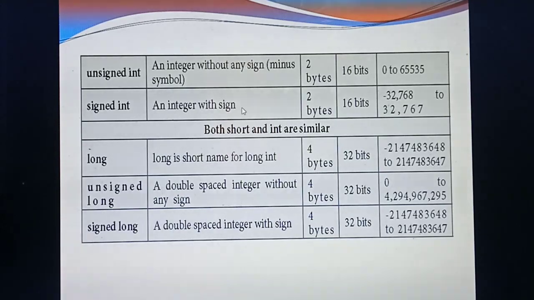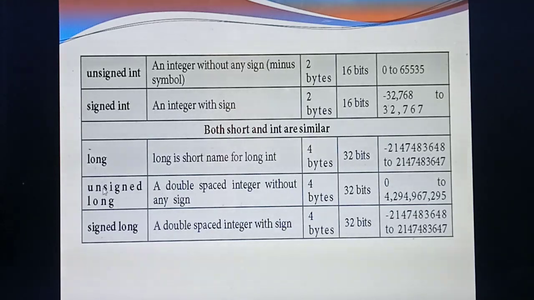Unsigned means an integer without sign, without minus sign. Signed means integer with the sign. Here also the storage capacity is how many bytes? 2 bytes. So both short and int are similar. Comparing other data types, both short and int are similar. This is an important question. Both short and int are similar.